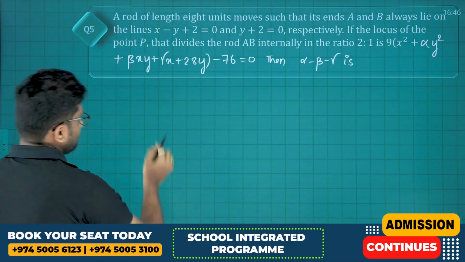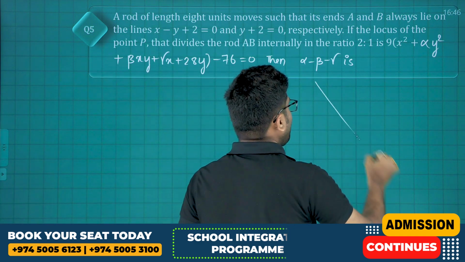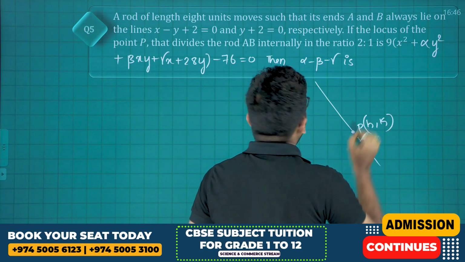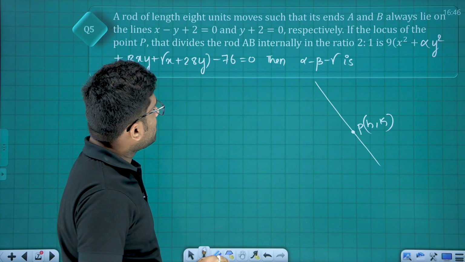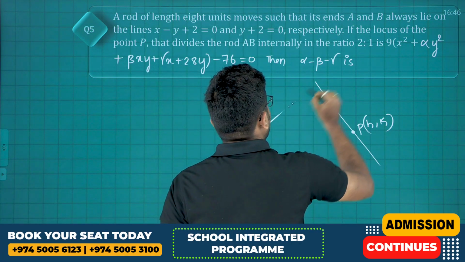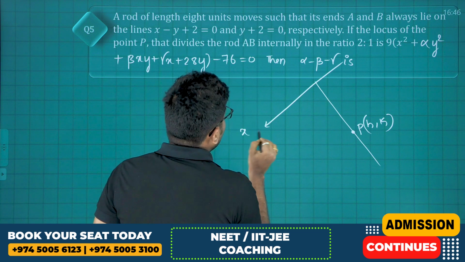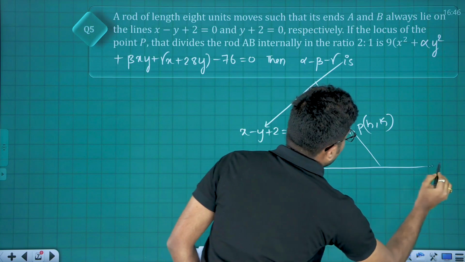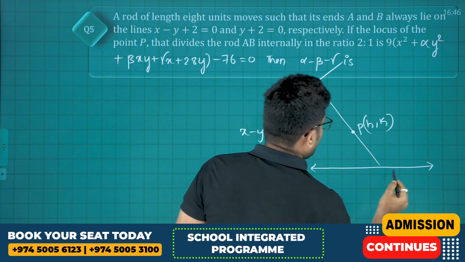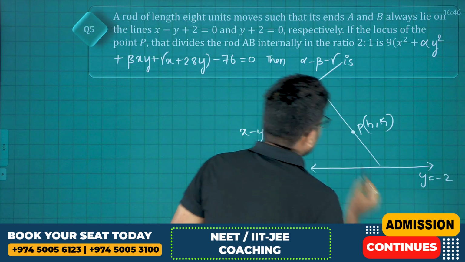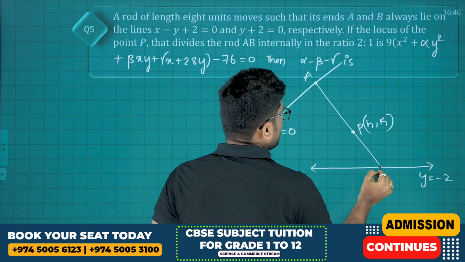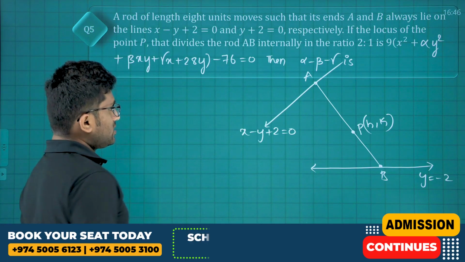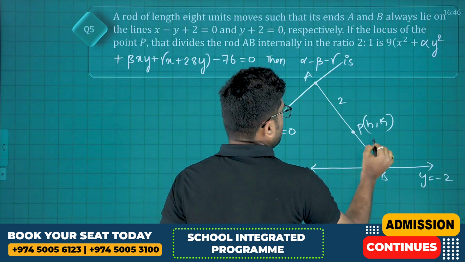They are asking us to find the value of alpha minus beta minus gamma, friends. In this case, first let the coordinates of the variable point P be P of h comma k. Now the rod of length 8 units is such that, see, there is one line, x minus y plus 2 is equals to 0, and another line which is a horizontal line, y is equals to minus 2. So the ends of this rod are always on these lines. Next, this P divides AB in the ratio 2:1.